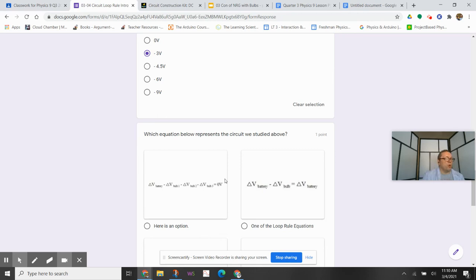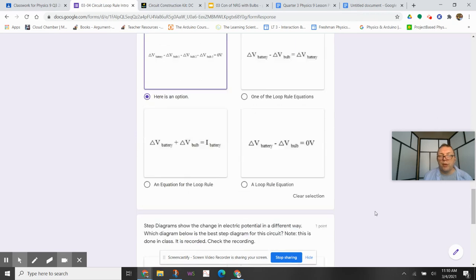And I guess I should be more careful with my language. That's pretty sloppy. The battery provides some electric potential or some voltage. Bulb 1 takes some electric potential or voltage. Bulb 2 takes some more electric potential or voltage. Bulb 3 takes the remaining electric potential or voltage, and we're left with 0 volts as we go around that loop. So as we add the electric potentials, or as we add the voltages around a loop, they add to 0. The battery provides electric potential. The other items consume it or use it.